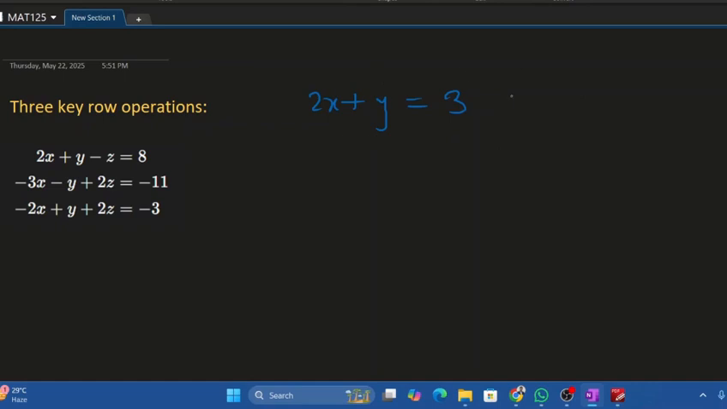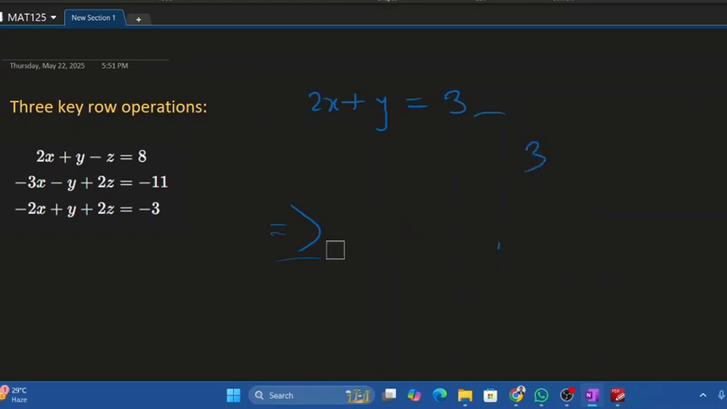This equation, we know that we can multiply both sides by a constant, right? For example, if we multiply both sides by 3, then we will get 6x plus 3y equals 9. So this equation is equivalent to this equation, right? Both of these equations have the same solution, so nothing changes here. We can multiply the whole thing, left side and right side, by a constant, which in this case is 3.